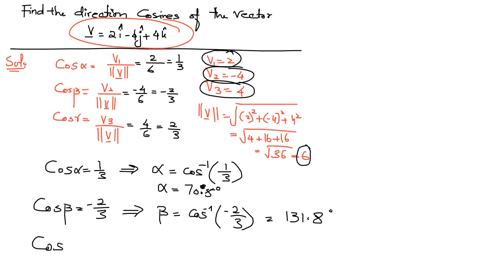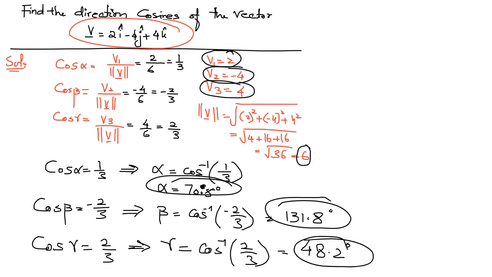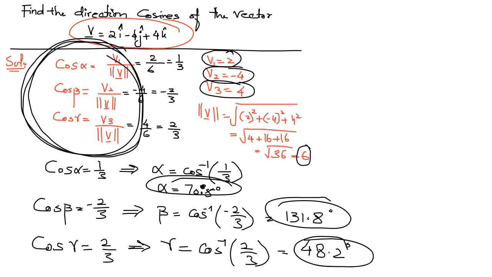Similarly, you can find cosine of gamma, which is equal to 2 divided by 3, implies gamma is equal to cosine inverse of 2 divided by 3, which is 48.2 degrees. So these are the angles. This is how you can find the direction cosines. For direction cosines, this formula is very important. If you know these formulas, you can easily find the angles from the calculator, and no other calculation is needed. Is this clear?